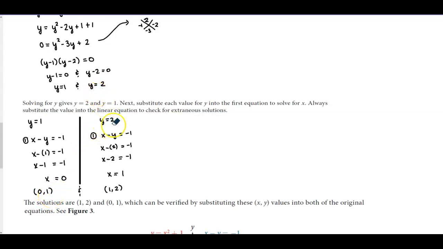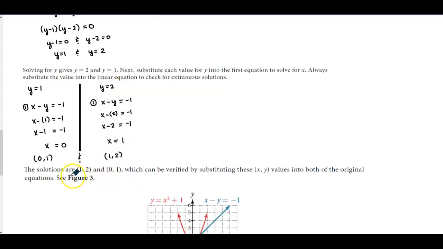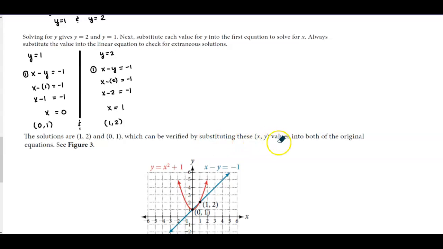Now we have to substitute y equals 2 into the first equation. So plugging 2 into the first equation, we get x minus 2 equals negative 1. Add 2 to both sides, and now we get x equals 1. So our x coordinate is 1, and our y coordinate is 2. So the solutions are 1, 2, and 0, 1, which can be verified by substituting these x, y values into both of the original equations.